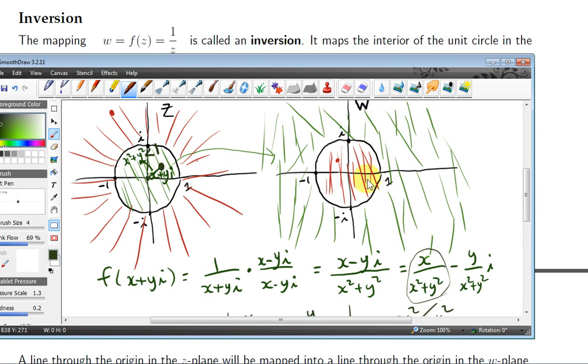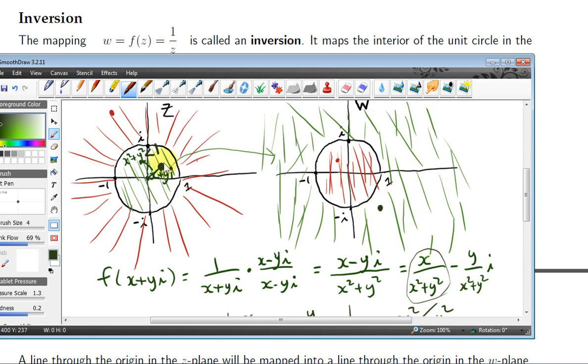So the x value is going to be positive. See, the x value of this point is positive, so the x value of the image is also going to be positive. The y value changes sign. It's plus y here, then it becomes minus y over x squared plus y squared, since y is positive in this picture. So the image is somewhere down here, but the main thing is that the image point is outside this circle. The distance to the origin is greater than 1.